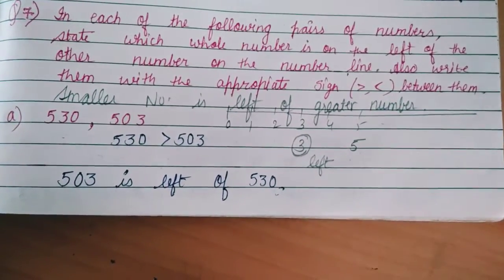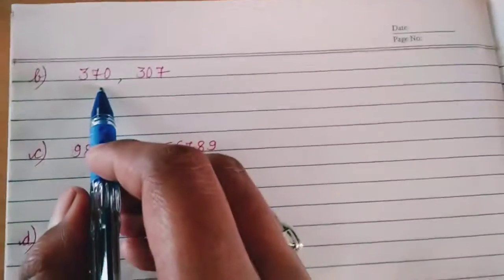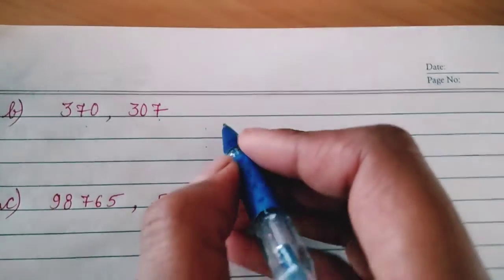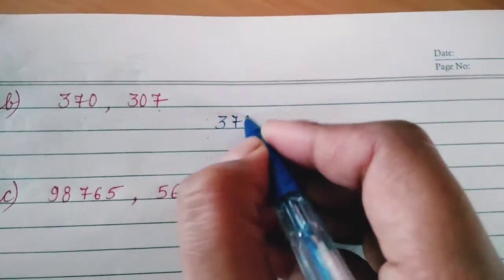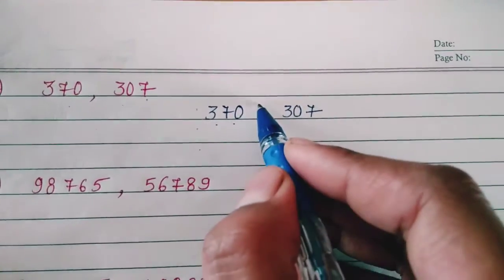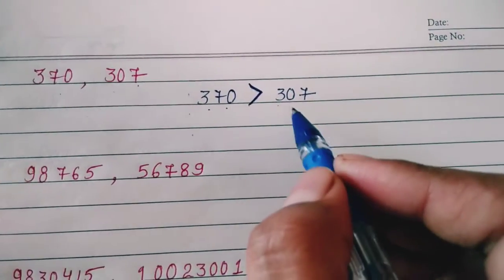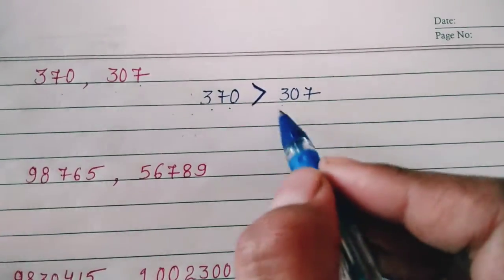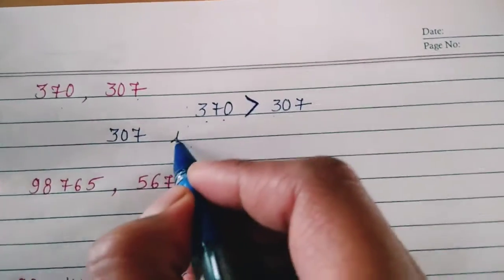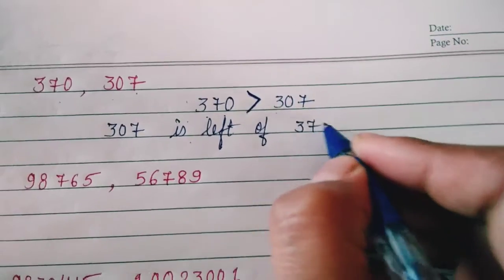Same we will do in the next question, which is B, 370 and 307. Okay. It means when we put a symbol in between these two, which symbol do we need to put? 370 is greater than 307. Okay, so who is the smaller? This 307 is the smaller number, so we will write 307 is left of 370.